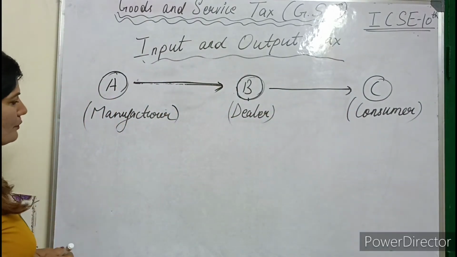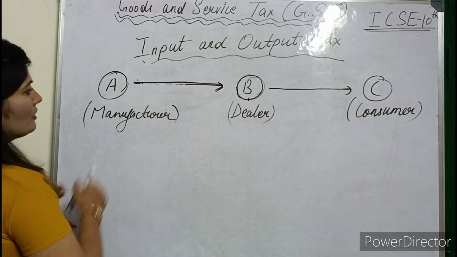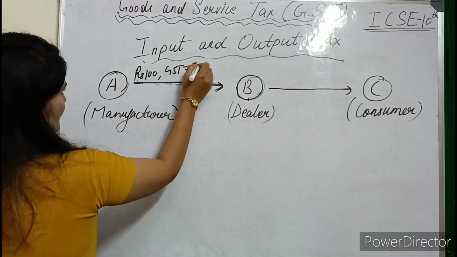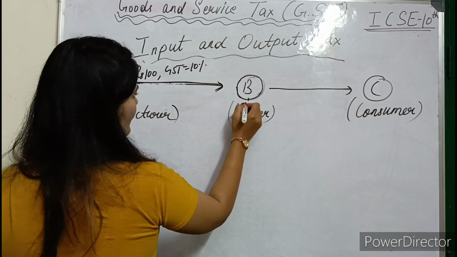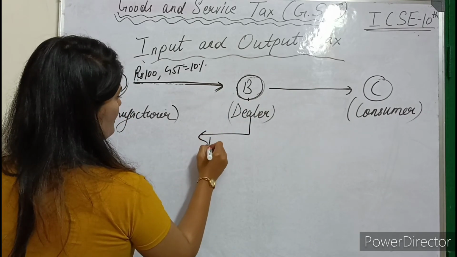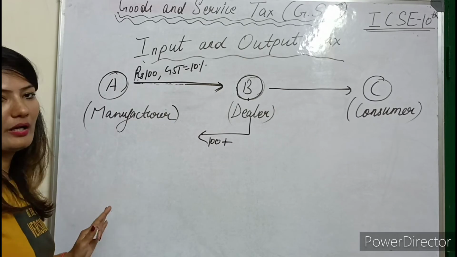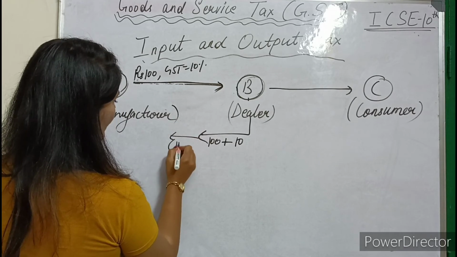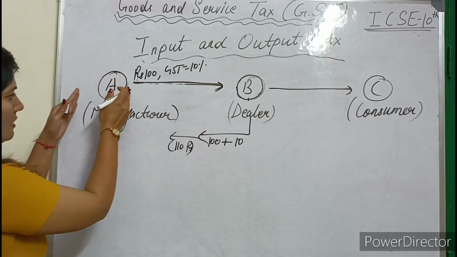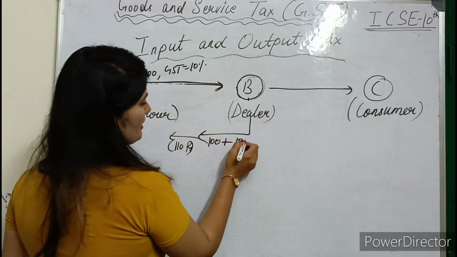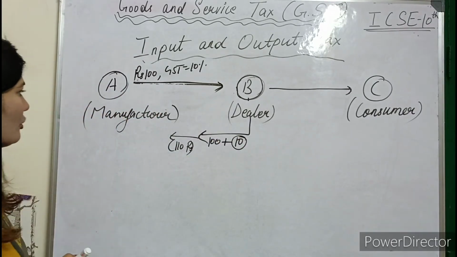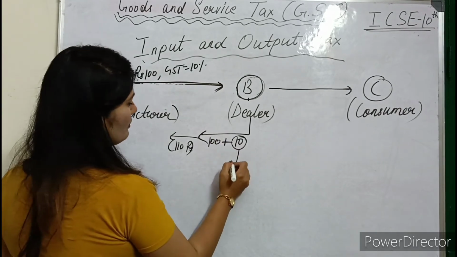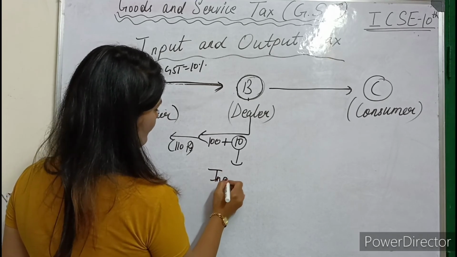So for example, suppose the manufacturer sells the item to the dealer at rupees 100 and GST is 10%. So the dealer has to pay rupees 100 plus 10% of 100 as GST, that is rupees 10. So in total he has to pay 110 rupees to the manufacturer. This 10 rupees is the GST, which the manufacturer will pay to the government. So here this 10 rupees is the input tax.